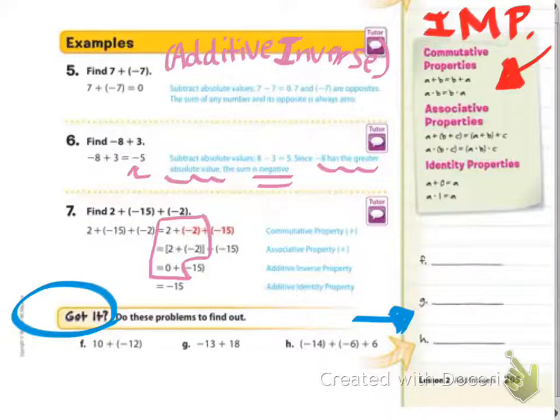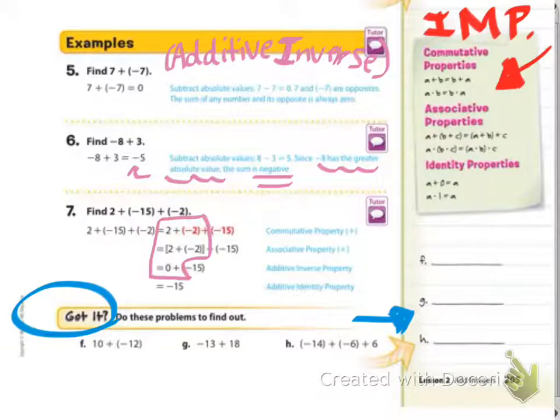So if you look at example 7, you are adding 3 numbers together and they have different signs. One is a positive and 2 are negative. So notice how they regroup: associative property, or you could think about it as changing the order, commutative property. So now they have the positive 2 with the negative 2, which we know makes a 0 pair, and the only number we're left with is negative 15. So the answer would be negative 15.